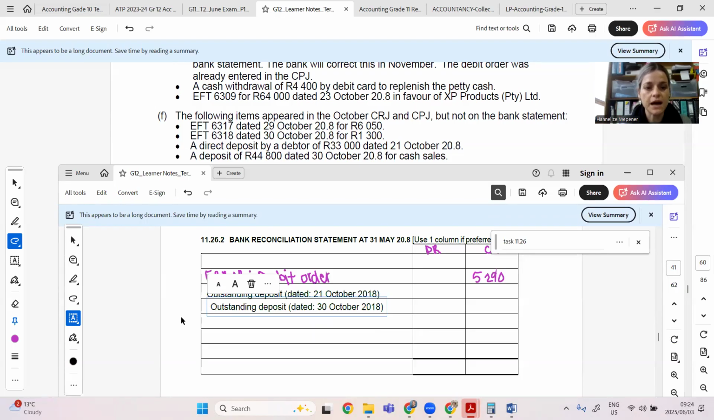Okay, so these two amounts, it has been received, but it's not yet reflecting on your bank statement. So the direct deposit by a debtor is in your CRJ CPJ, but it's not on your bank statement yet. So this means that this debtor probably sent you a proof of payment. However, you do not see that on your bank statement yet. You are hoping to see it next month. A deposit dated the 30th of October for cash sales. So in other words, you had sales as per your cash register of 44,800.